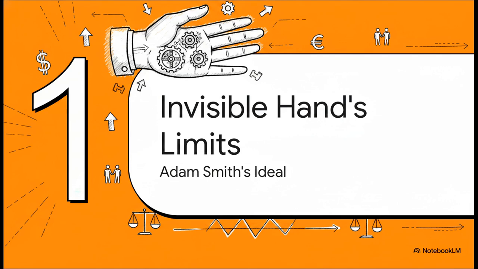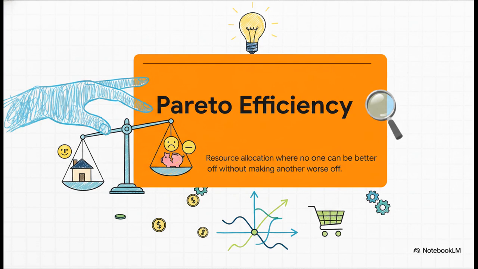Section 1. The invisible hand's limits. Let's start with Adam Smith's utopian ideal. Way back in the 18th century, Adam Smith argued that self-interest basically guides the market like an invisible hand. And when that hand works perfectly without a central planner getting in the way, we reach something called Pareto efficiency.